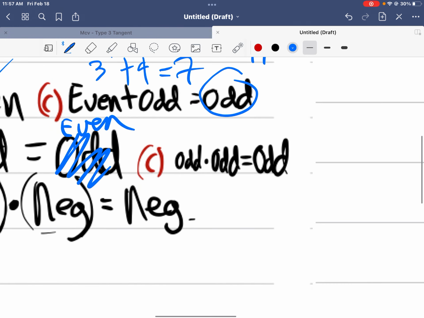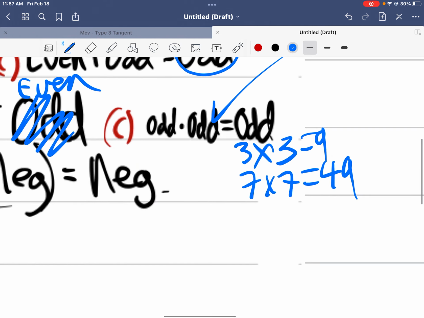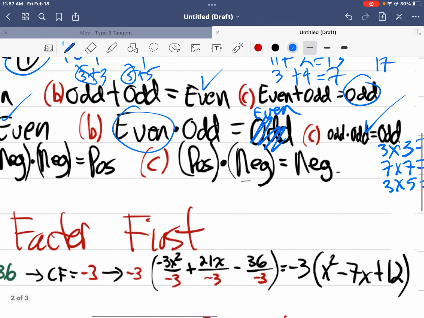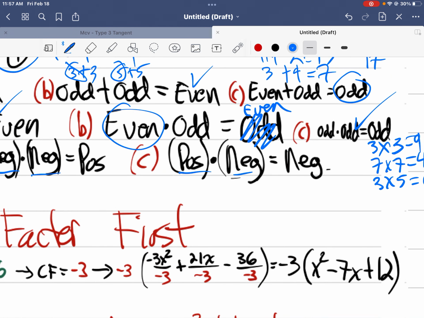Now, what about an odd times an odd? Odd times an odd is going to be an odd number, like 3 times 3 is 9. 7 times 7 is 49. What about 3 times 5? That's 15, okay? So the product of two odd numbers is always odd. And then we finally get into our multiplication rules. Positive times a positive is a positive. Negative times a negative is a positive. And a positive times a negative is a negative.